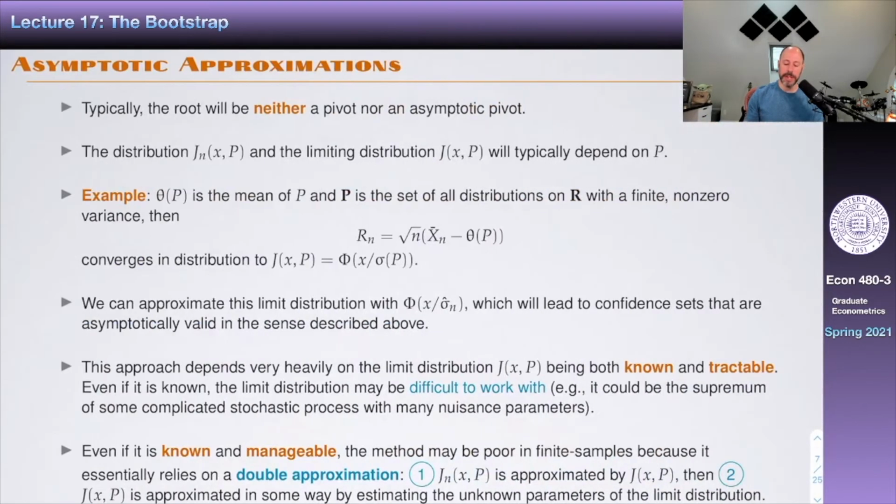In a lot of the cases, you don't have either of them. So typically the root will be neither a pivot nor an asymptotic pivot. And the distribution J_n(x, P) and the limiting distribution J(x, P) will typically depend on P.